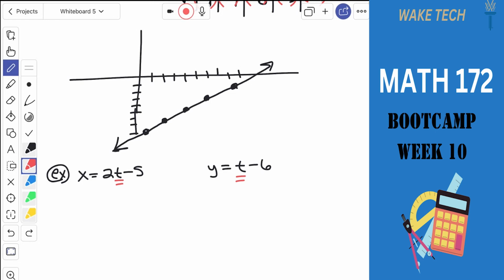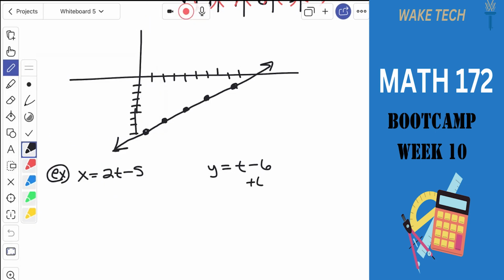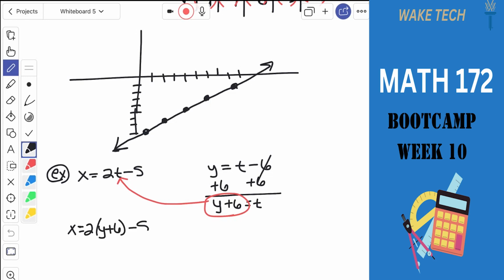Okay. As it turns out, solving the y equation will allow us to avoid fractions, because to solve the y equation for t, all we've got to do is add 6 to both sides, and that tells us that y plus 6 is equal to t. So no fractions, just a single step, and boom, we got it. What we do with that, how substitution works, is once we've solved for that variable, we take the expression it's equal to and plug it in place of t in the other equation. In this case, that gives us x equals 2 times (y plus 6) plus 5.